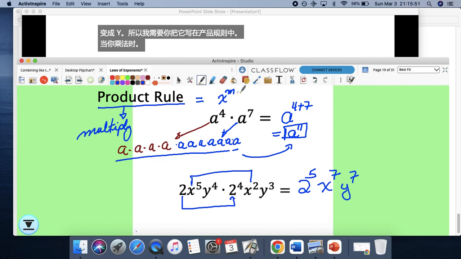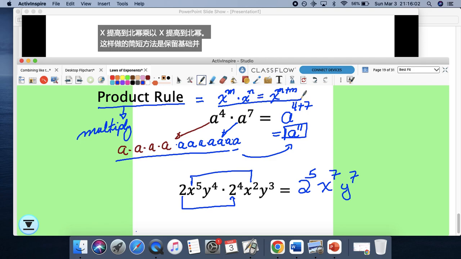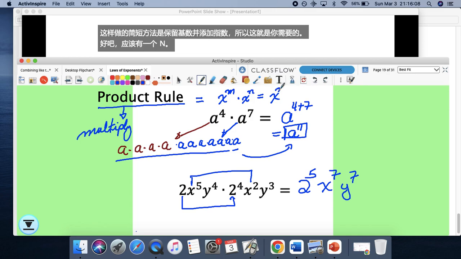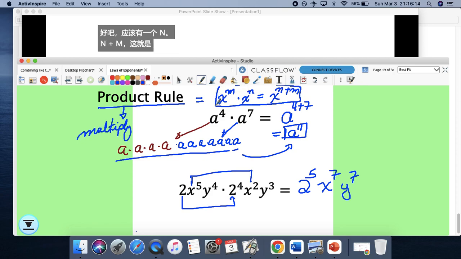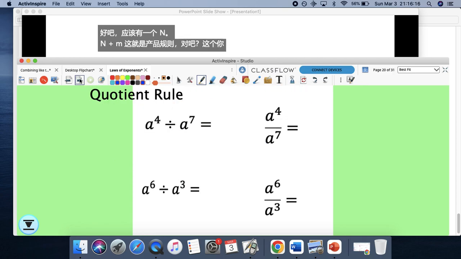x raised to the n power times x raised to the m power, the short way of doing this is to keep the base and add the exponents. So this is what you need. Okay. All right, that should be an m. N plus m. And that's the product rule, right? This one you already knew. Let's move on to the quotient rule.